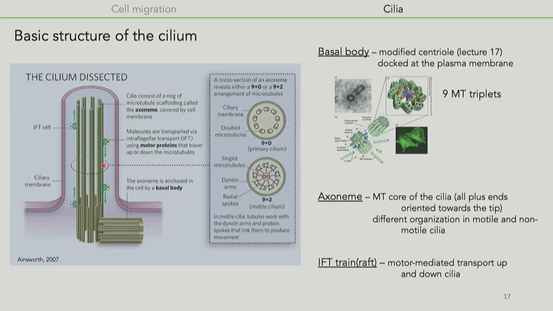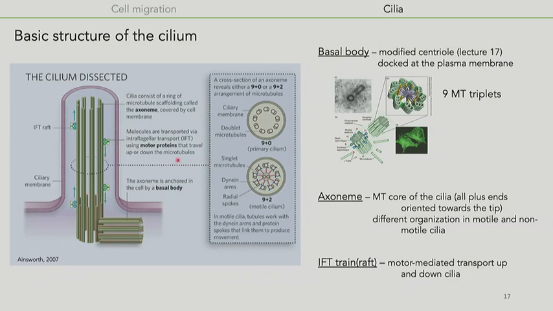And all cilium also have in common, so all cilium have basal bodies, all cilium have the axoneme, and all cilium also use what are called IFT trains or rafts. And these are groups of motor proteins that basically move things up and down the cilium from the base to the tip and the tip back down to the base. So let's go into a little more detail here.